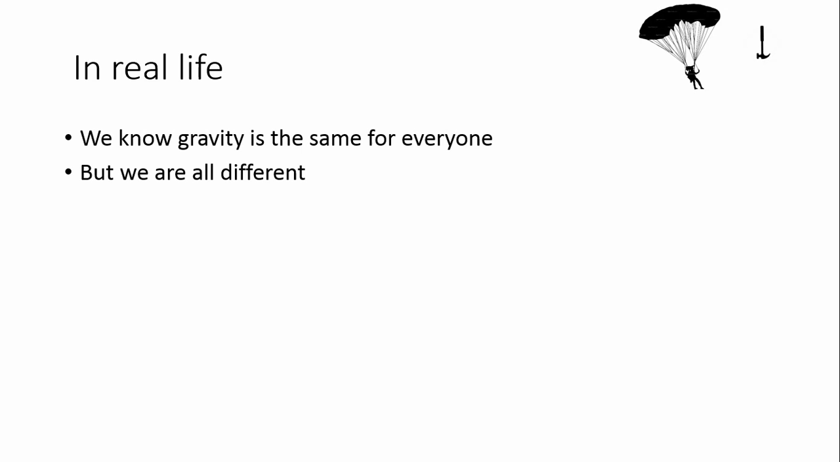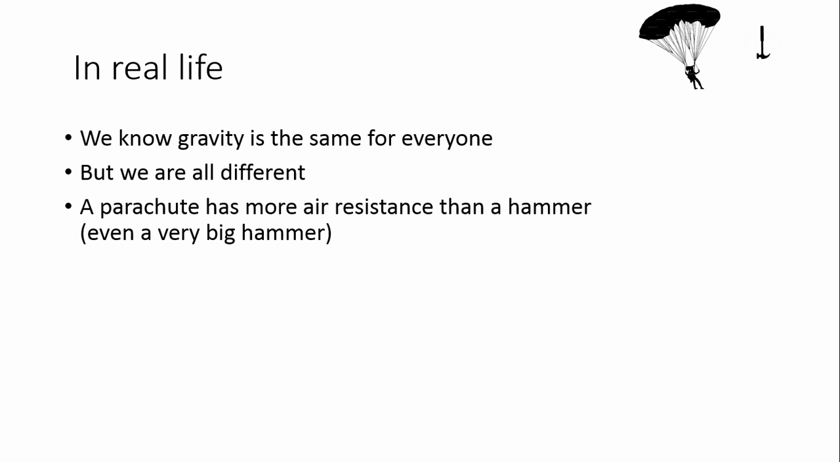Now, I'm going to use a real life example here. I'm going to use a parachute and a hammer. I was going to use the same person where the parachute didn't open, but that was a bit grisly. So just imagine this is a very large hammer. We know that it's the same gravity. Gravity doesn't change and it affects everyone. But we are very different. So the parachute has a lot more air resistance than the hammer. Even though they may weigh the same, this is a very big hammer, as you can probably guess, it's going to fall a lot faster than the parachute is.